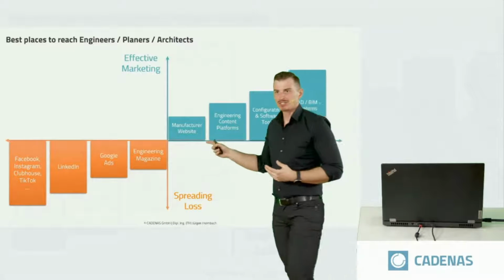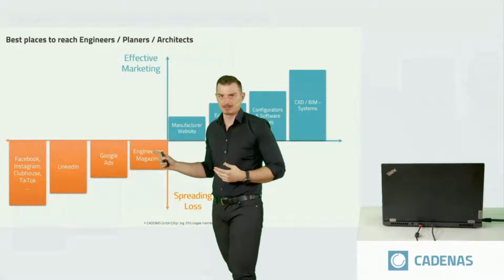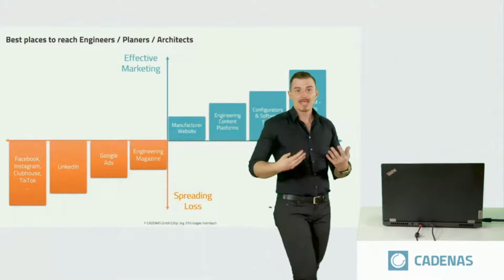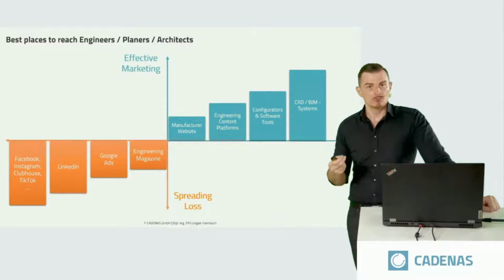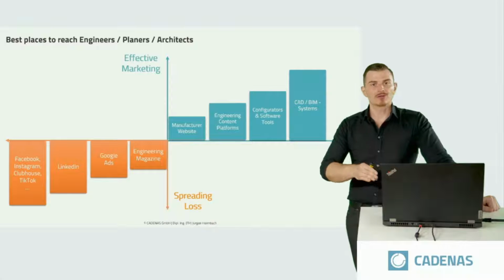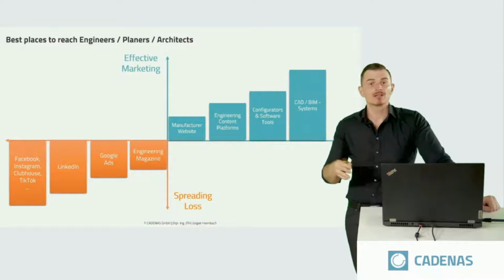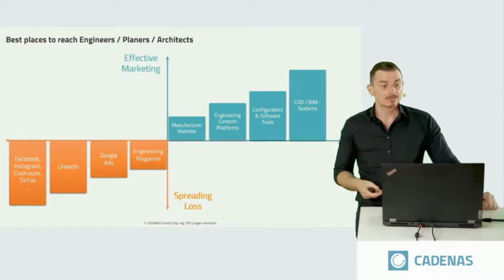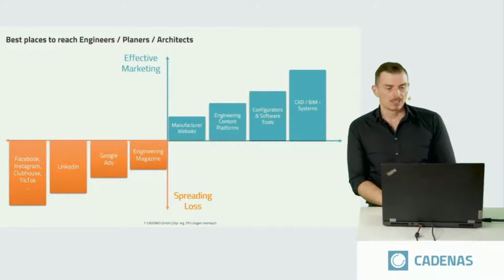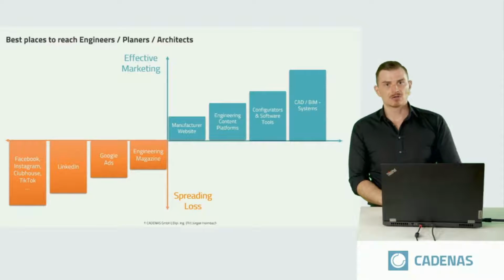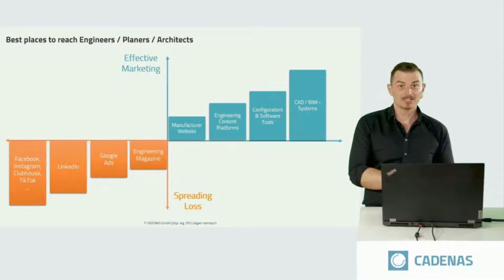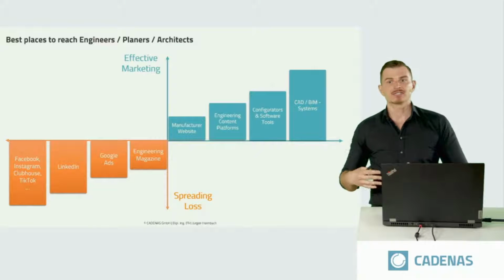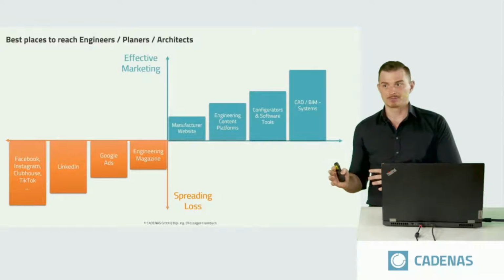Maybe it starts with the engineering magazine, because who will read an engineering magazine? Mostly engineers. So you will already be visible to engineers, as they are the main group reading that. But what is a little bit missing with the magazine is that you cannot track it. You cannot see which person is on page 17 now. That's why we consider this as spreading loss.